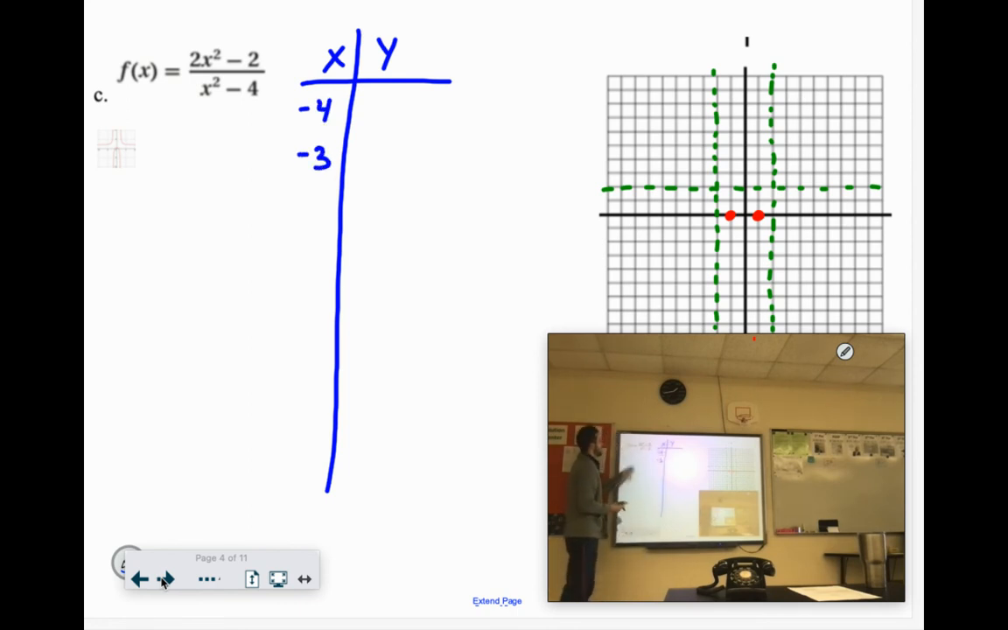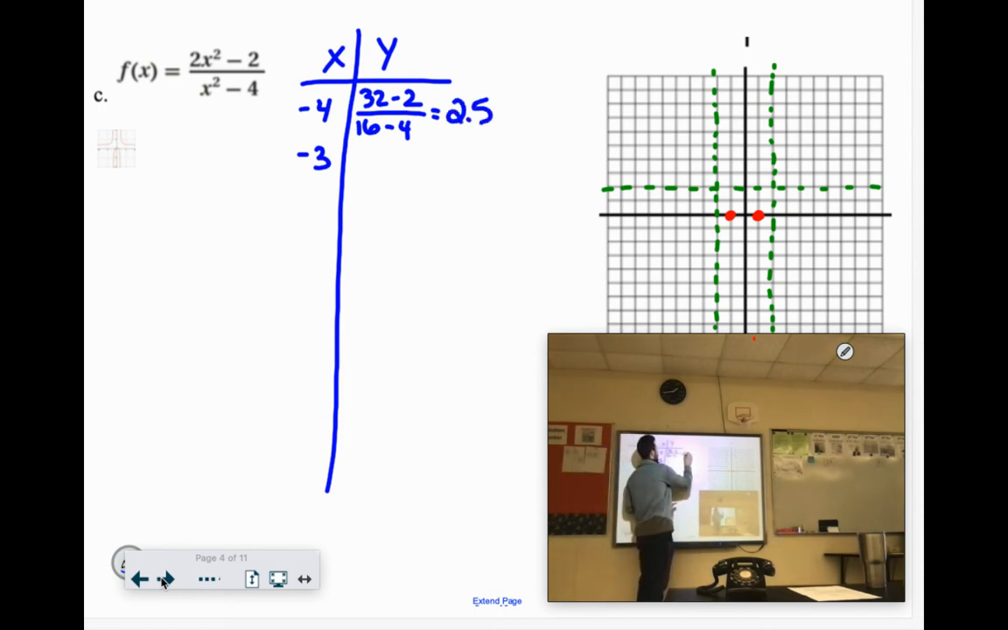Substitute those in. Now, -4 squared is 16. 2 times 16 is 32, minus 2. In the denominator, -4 squared is 16, so 16 minus 4. So this would end up as 30 over 12. What's the decimal for 30 over 12? 30 divided by 12 is 2.5. So we're going to have a coordinate at -4 and 2.5. 1, 2, 3, 4, 1, 2.5-ish.